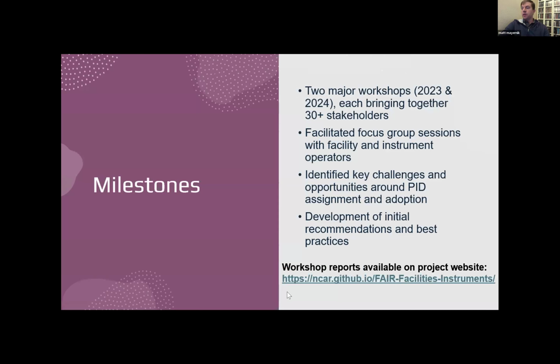So, just as a capsule of what we've done, we've done 2 major workshops in the fall of 23 and 24, bringing together over 30 stakeholders in each. We've had a small number of focus groups and presentations to many different communities about these topics. We've done some writing of documentation and reports and one paper on key challenges and opportunities around PID assignment and adoption. And then we're developing our initial recommendations, as I mentioned before. If you are interested in more detail, our project website has all of our products that are available so far.